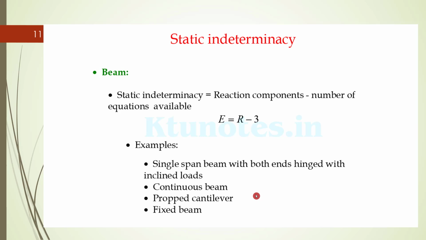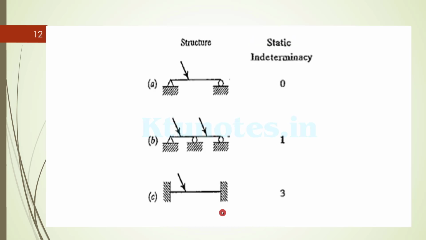Now there are some slides on finding the static indeterminacy. You know the basics of this one, and just a quick recap. For the beam, the static indeterminacy is equal to the total reaction components minus the number of equations available. So you can find it for the different beams, like a single span beam with both ends hinged, with inclined load, continuous beam, propped cantilever, fixed beam. These are the various types of beams based on the support conditions.